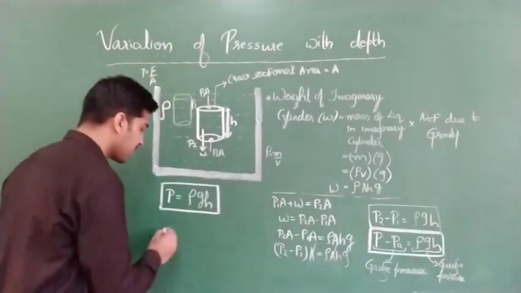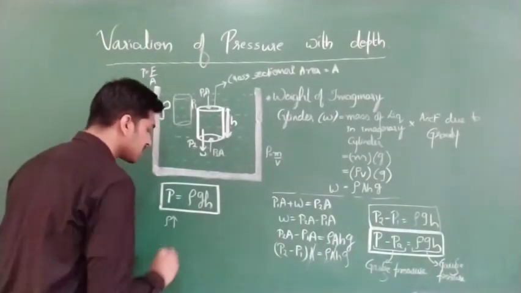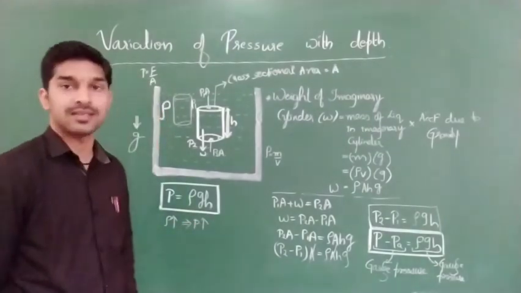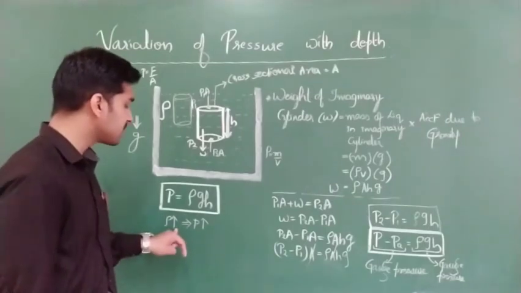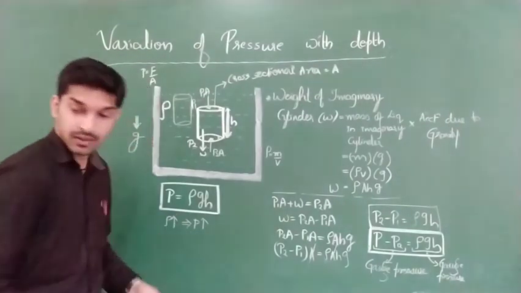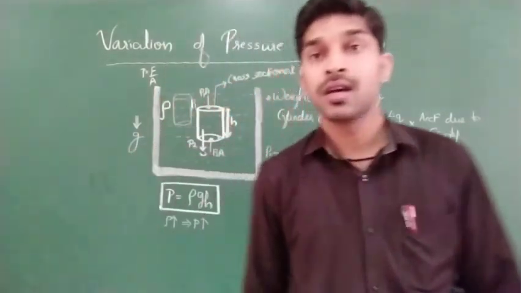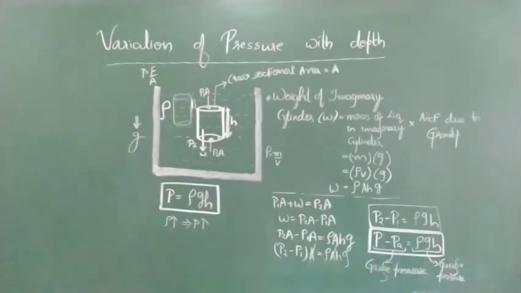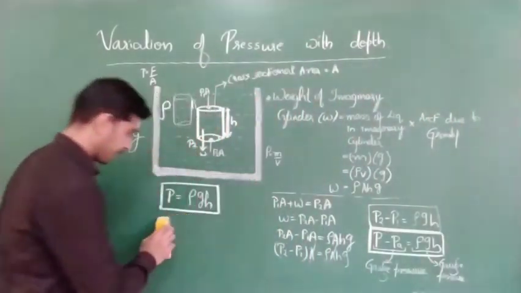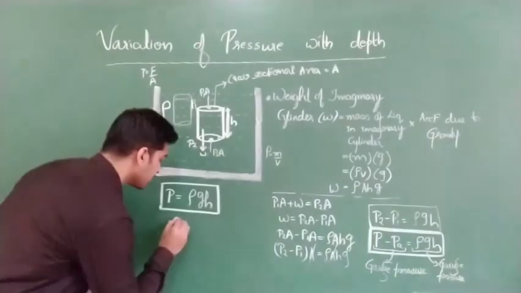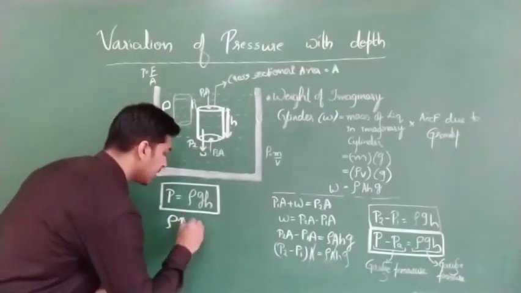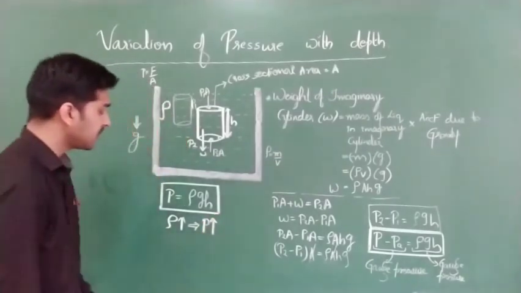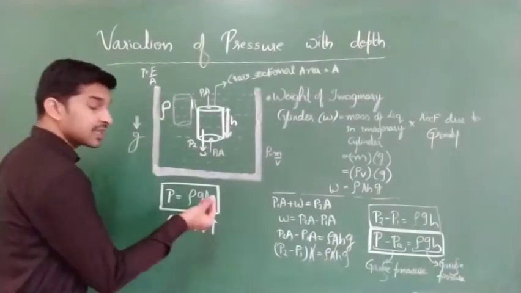So that's why we are saying, if the rho value increases, it implies that the P value, that means the pressure value, should increase. Clear? If the rho value increases, the P value also increases. If the rho value increases, it implies that the pressure value should have to increase. Clear? Next, g is acceleration due to gravity.